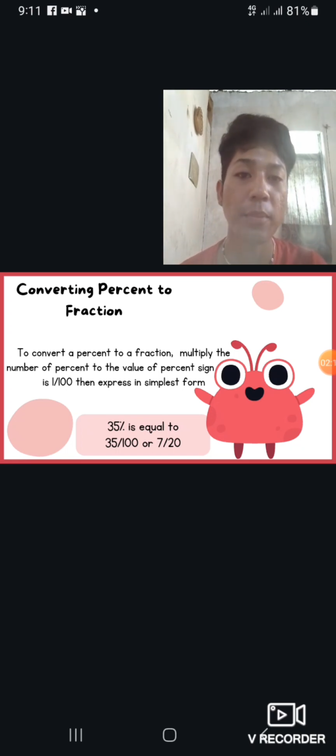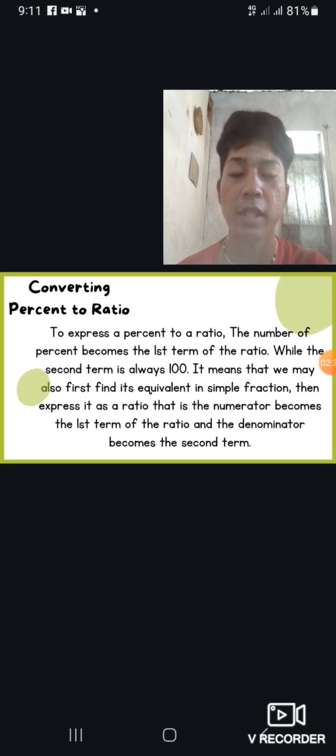We know how to express in simplest form: we just give a number that can divide both, so that it is expressed in simplest form. We give 5 to divide: 35 divided by 5 is 7, and 100 divided by 5 is 20. So we have the simplest form, 7 over 20.